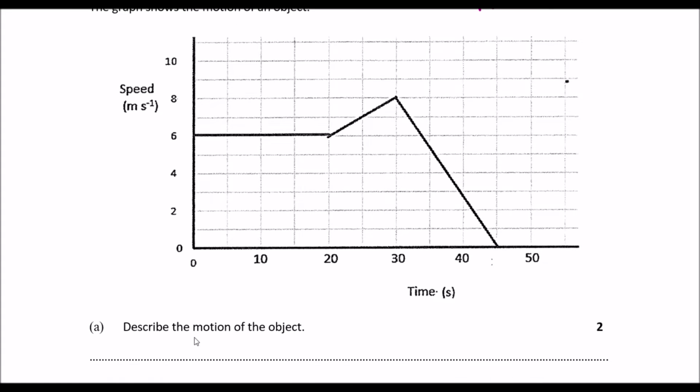So question A, it says describe the motion of the object. Well, you can see from the time of 0 to 20, it's traveling at a constant speed of 6. From 20 to 30 seconds, it is accelerating. So it's increasing speed from 6 to 8 meters per second. We can also do a calculation on acceleration because we know that the gradient of this line here is acceleration, because we're trying to find the change in speed over the change in time. And we can also see there is some kind of deceleration here. So there are a couple of things we can look at.